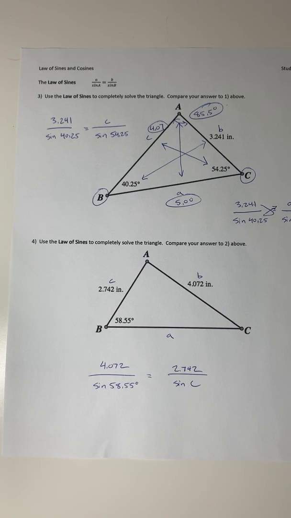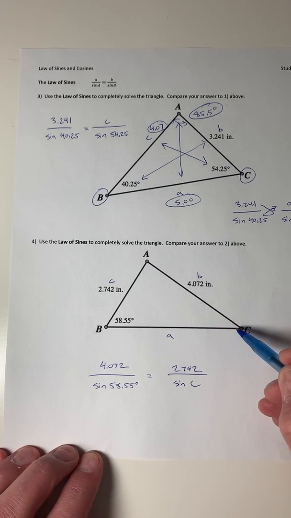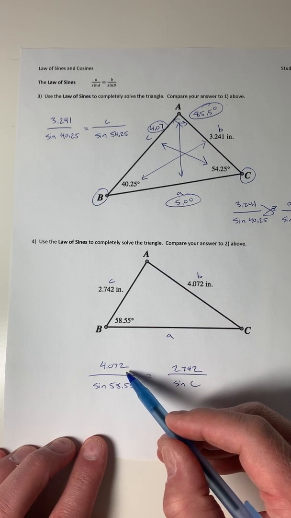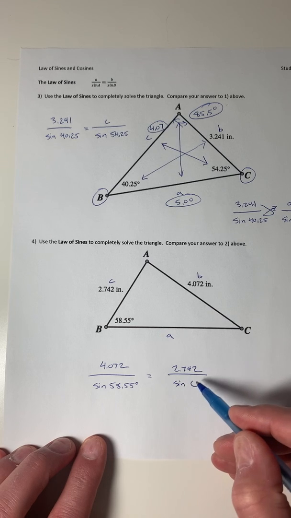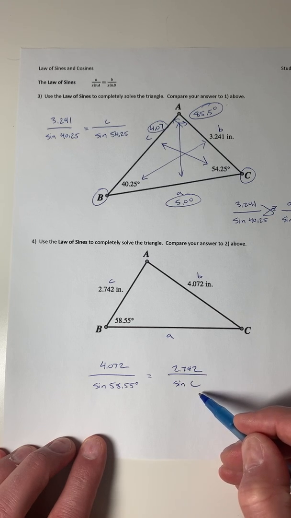Number 4 is also going to use the law of sines, the same formula here, that a over sine of a equals b over sine of b equals c over sine of c. The difference here is that the angle is the part that's unknown. So I set up my proportion as 4.072 over the sine of 58.55 equals 2.742 over the sine of c.